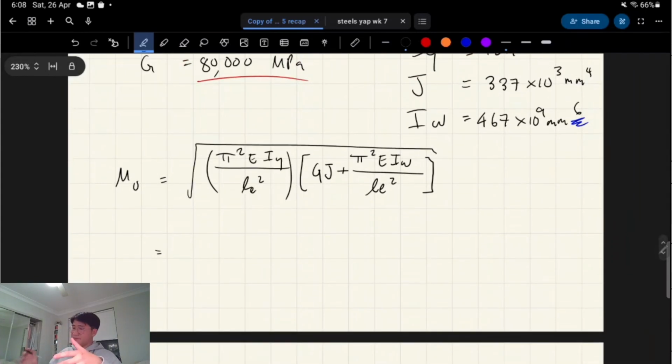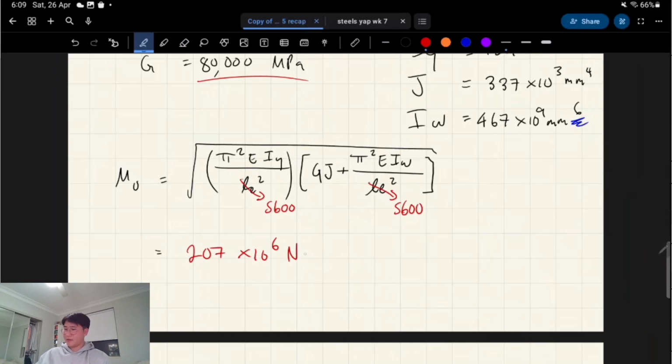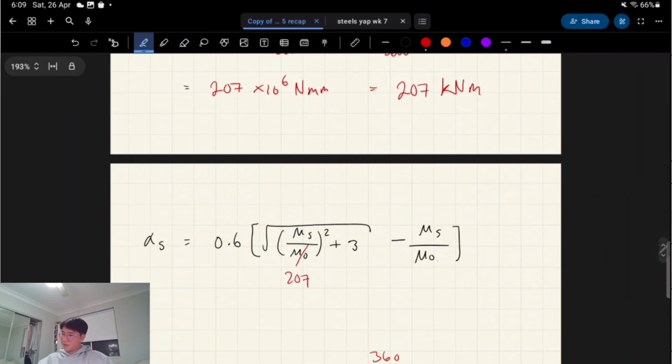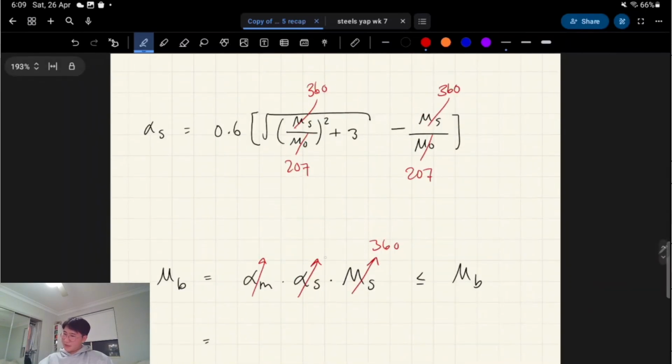So now we just plug everything in, keeping in mind that this is 5,600 millimeters. When you plug that in, you should get 207 times 10 to the 6. Now that's in newton millimeters. So when you convert that to kilonewton meters, you divide it by 10 to the 6, giving you 207. So when we see MO, we go 207. MS was 360, which is what we calculated before we did the alpha values. And that gives us a value of alpha S is 0.429.